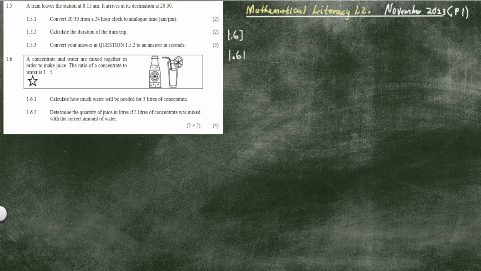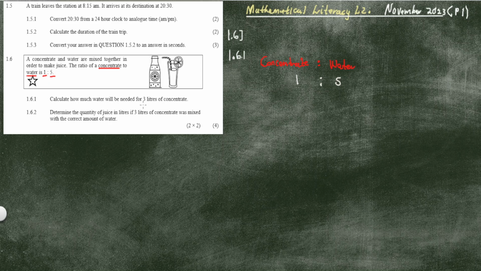The ratio of a concentrate to water, let me underline this, is 1:5. So it means that for every 1 part of concentrate, you're going to need 5 parts of water. If you have 1 liter of the concentrate and you want to use the whole concentrate, you're going to need 5 liters of water, right?